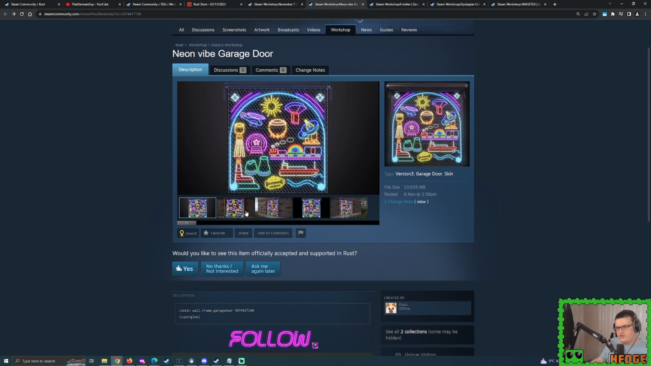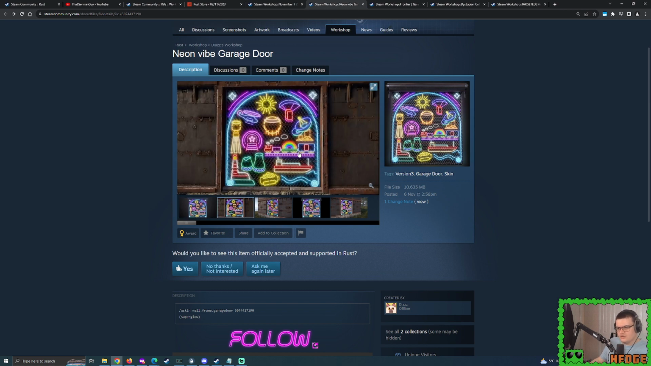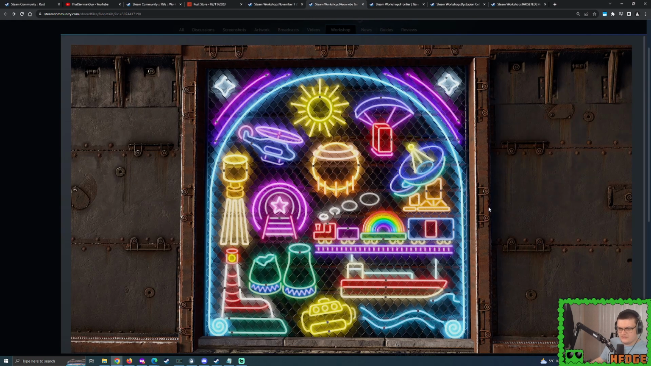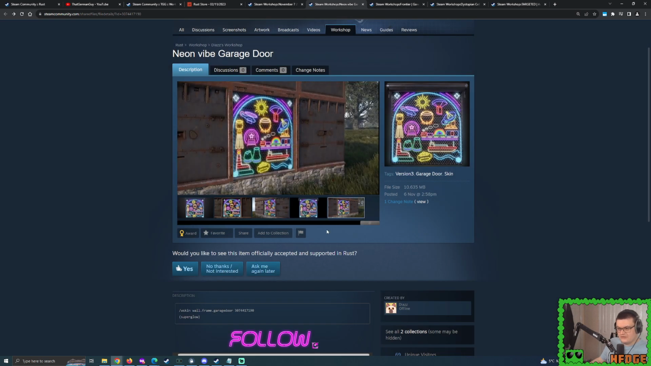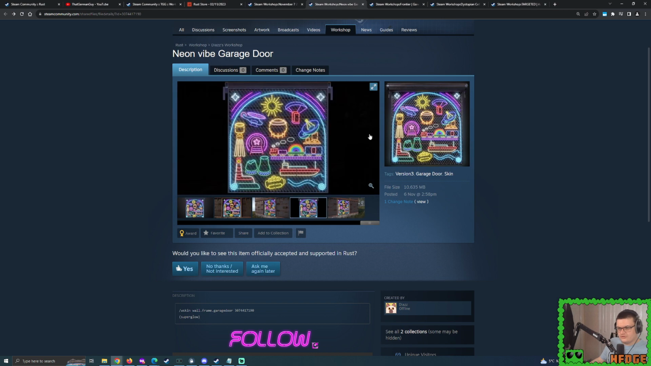And here we have the Neon Vibe Garage Door. Get a good look at that. That's in-game right there, as you can see. Stands out very nicely. You got all the monuments. Very nice. Very cool. Also, are you aware, Powerplant's getting a remake. We could talk about that in a second if you like. That'll be at the end of the video. But Powerplant is getting remade, it looks like. We'll talk more about that at the end of the video.